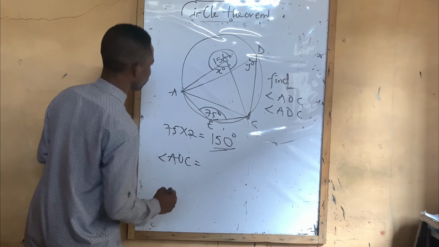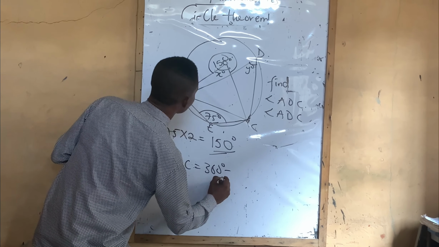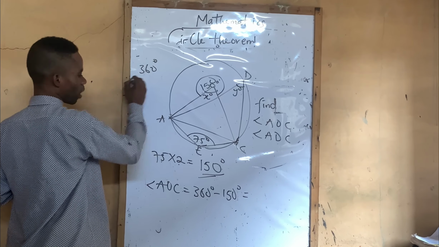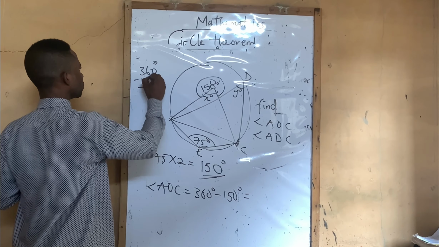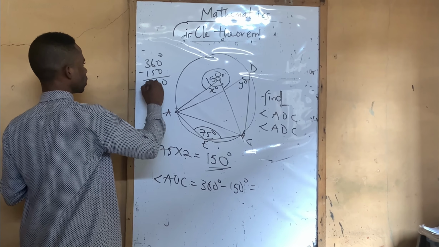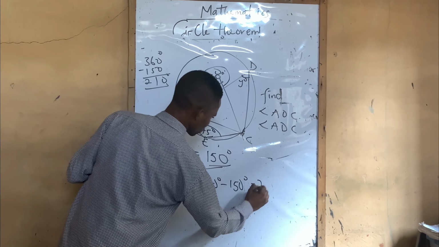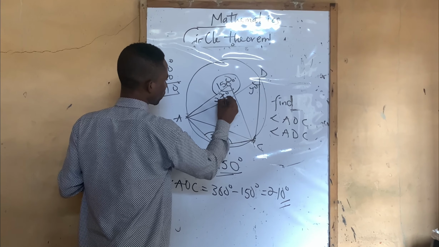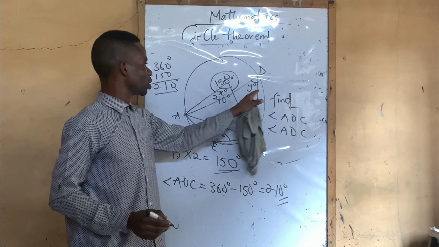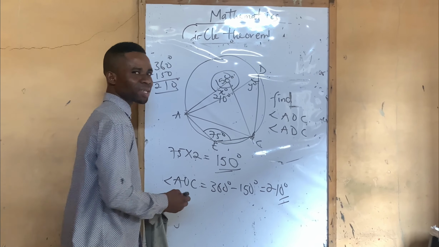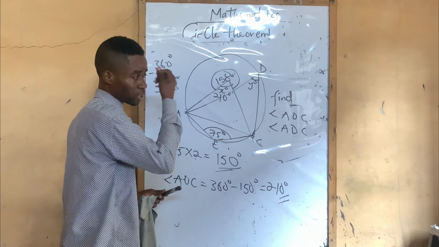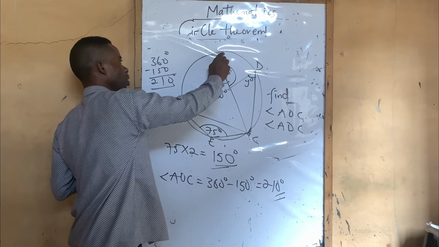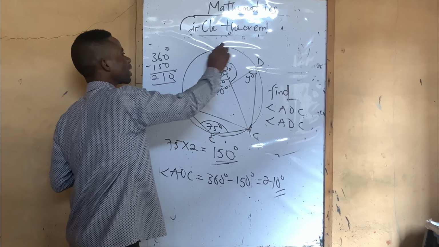Angle AOC would be 360 degrees minus 150 degrees. 360 minus 150, that's 210. That means if this is 210, how will I get this? Do not forget that twice the angle at the circumference is the angle at the center. But this is the angle at the circumference. It doesn't mean that this angle must be here or here. It can be at any point at the circumference.